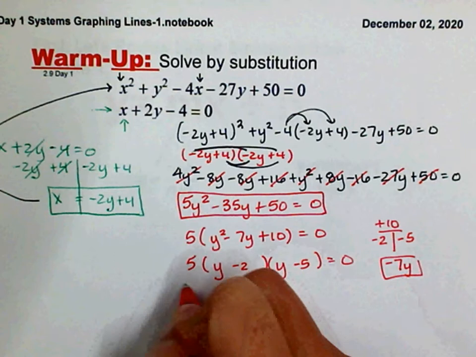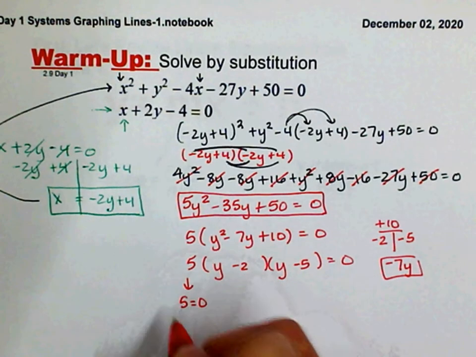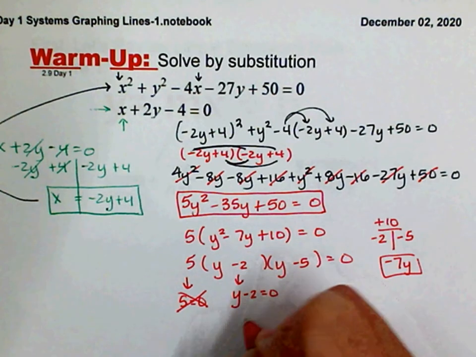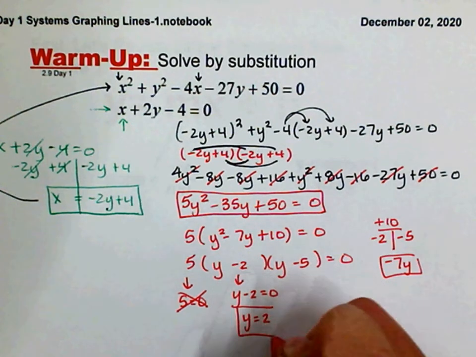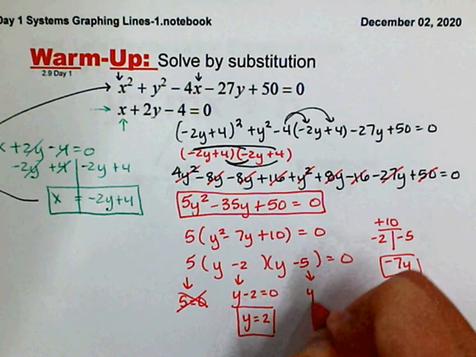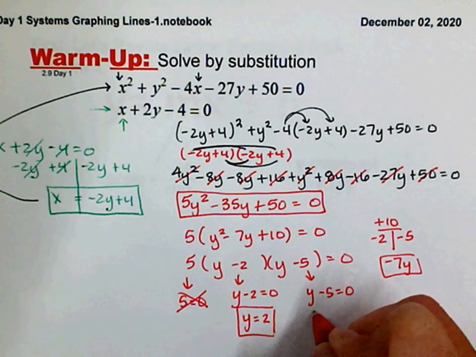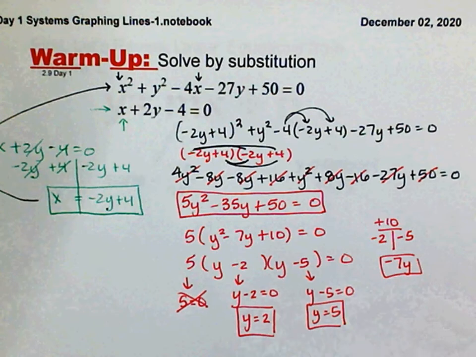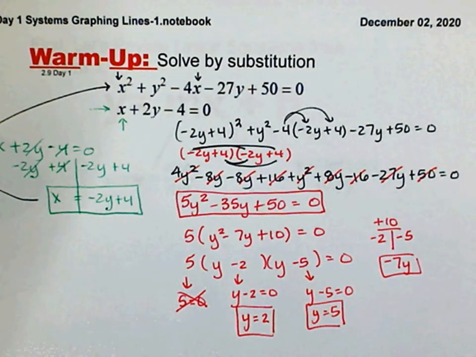Okay. Set that one equal to 0. Can't happen. Set y minus 2 equals 0. Y is equal to positive 2. Set y minus 5 equal to 0. Add 5 to both sides. So y is equal to 5. Okay? Notice you have two answers.